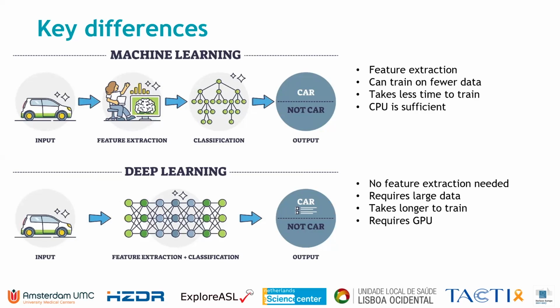Whereas for deep learning, you can use feature extraction, but that is not necessarily needed. Sometimes there are a few steps in between, but I'll show you that later for neuroimaging. But it does require more data, and it takes longer to train, which I think makes sense if you consider that this could actually use the raw images as input.